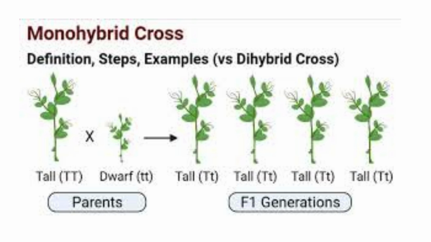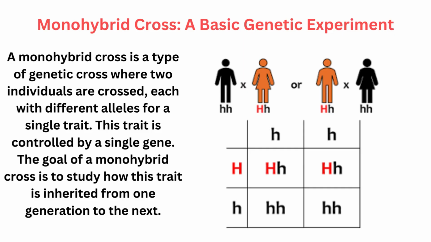Monohybrid cross, a basic genetic experiment. A monohybrid cross is a type of genetic cross where two individuals are crossed, each with different alleles for a single trait. This trait is controlled by a single gene. The goal of a monohybrid cross is to study how this trait is inherited from one generation to the next.